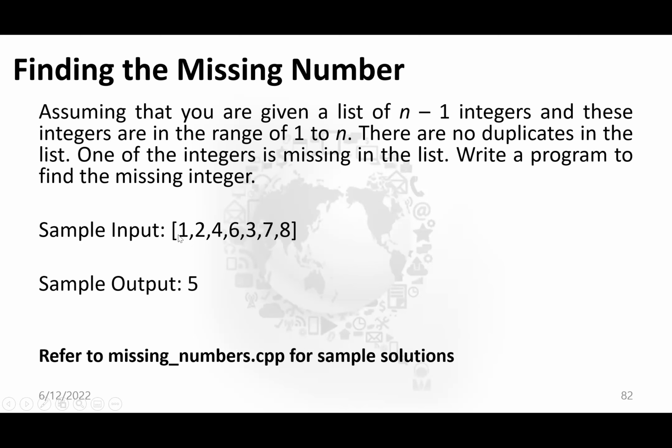For example, my input is 1, 2, 4, 6, 3, 7, 8. Assume that this is not sorted. Okay, very obvious here, we can see that 5 is missing, right? From the list of integers 1 to 8. So your program should output 5 to let you know that 5 is missing from here. Okay, you can refer to this program for the whole program.